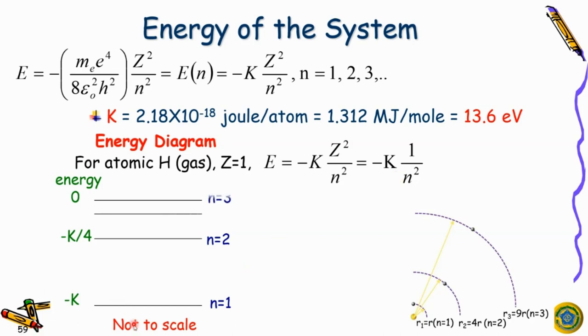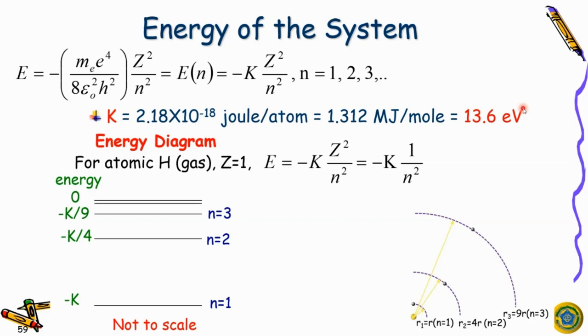Of course, this is not to scale. This is not exact. I cannot do it to the scale. Okay, N equal to 3, what happens? That's 1/9 K, right? So again, the energy is quantized. It's this number times 1/4 or 1/9, 1/16, right? It's quantized energy.